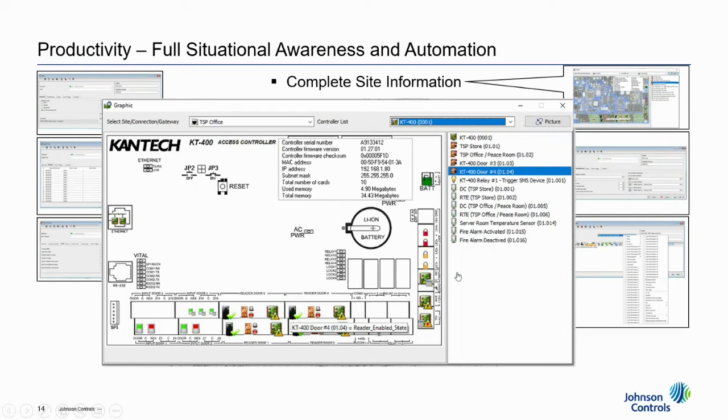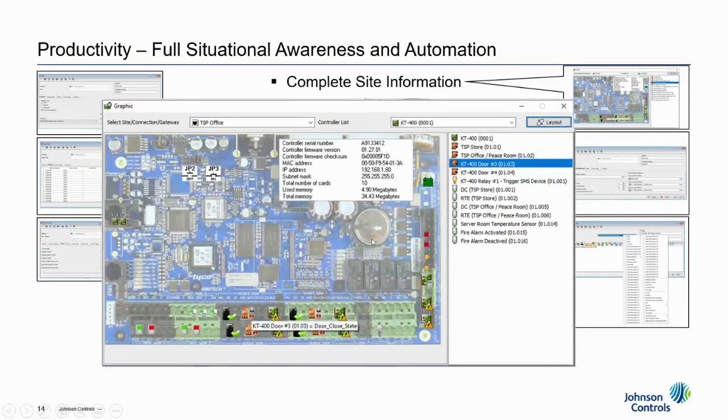To make things even more useful, you can have information such as the firmware number, the IP address, and so forth, the memory, how many cards, etc. Then we can also provide you with a graphical, full color image of how the physical controller looks like. So with that, you are able to do troubleshooting.